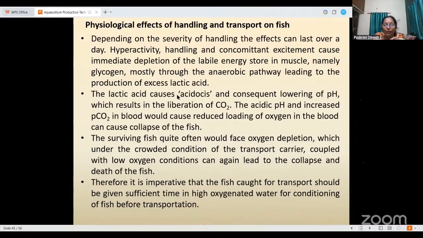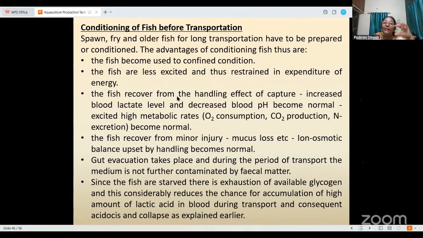So lactic acid is one more important point that you'll have to understand when you're transporting the fishes. So you have to do the conditioning. So how is the conditioning done? Conditioning is done by, when you're taking any packet or any earthen pots, you release the fishes slowly one by one in them, leave them for 24 to 48 hours so that they get used to that environment where they are being set up. Take care of the oxygen, take care of carbon dioxide production.